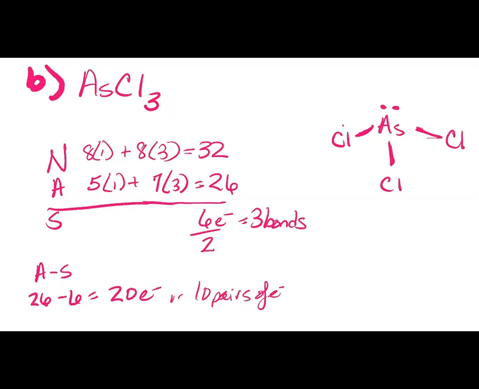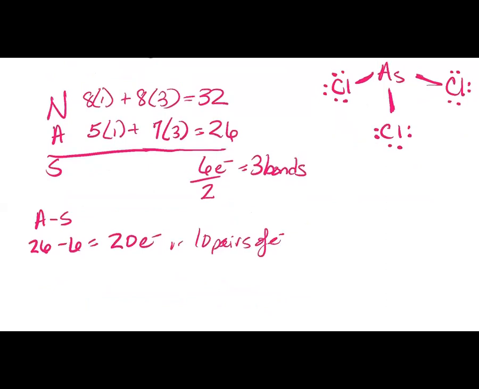Now I'm going to go around and give them to my outer elements so that they all have complete octets. So I put 3, 6, 7, 8, 9 pairs, and then 1 pair on my central atom, and I used up all 10 pairs. Okay.